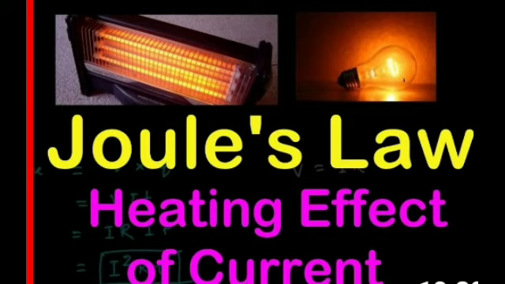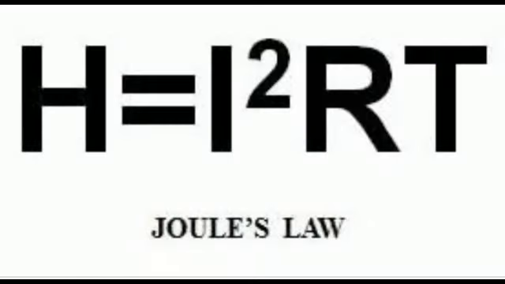electromotive force. Joule's law states that the heat developed in an electrical circuit due to the flow of current varies directly as the square of the current, the resistance of the circuit, and the time of flow. So, heat is directly proportional to the square of the current, the resistance of the circuit R, and the time of flow t.